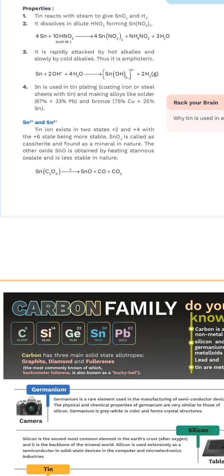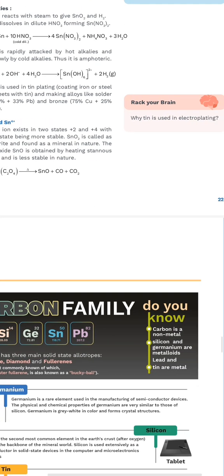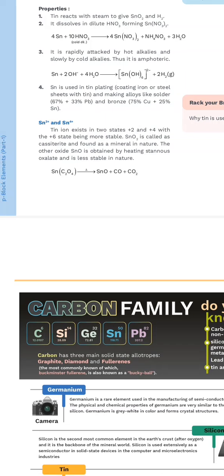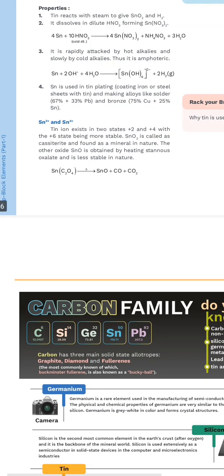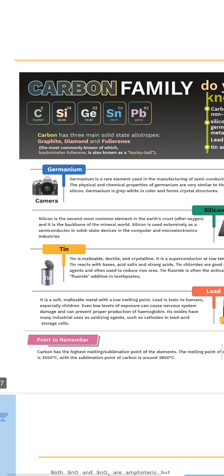Sn2+ and Sn4+. Tin exists in two oxidation states, with the +4 state being more stable. SnO2 is called cassiterite and is found as a mineral in nature. The other oxide, SnO, is obtained by heating stannous oxalate and is less stable in nature.